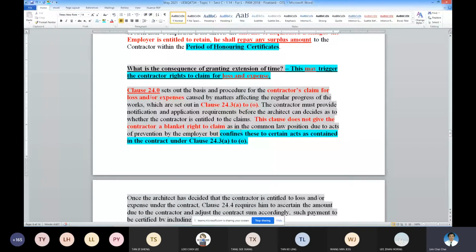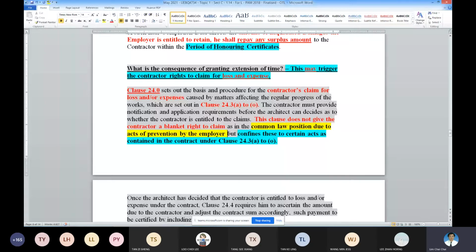Okay, it's different from the common law position. If, under the common law position, there is an act of prevention by the employer, then you don't claim under the contract, you claim under the common law. So what we are doing now, that one is not applicable. I'm just telling you the difference between a common law claim and your contractual claim. In your contractual claim, your right is under clause 24, and which items you are able to claim is reflected in the events under clause 24.3a to 24.3o.